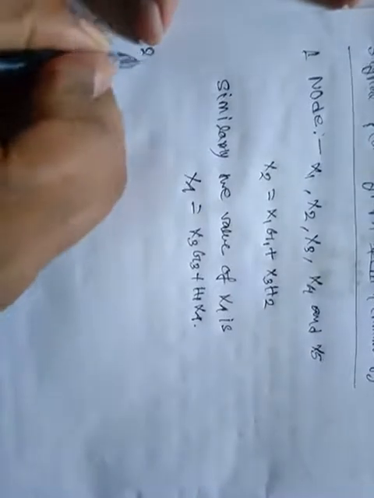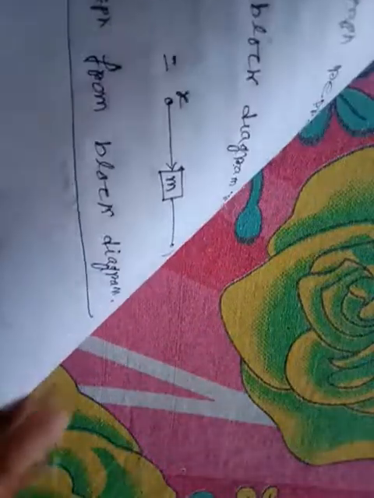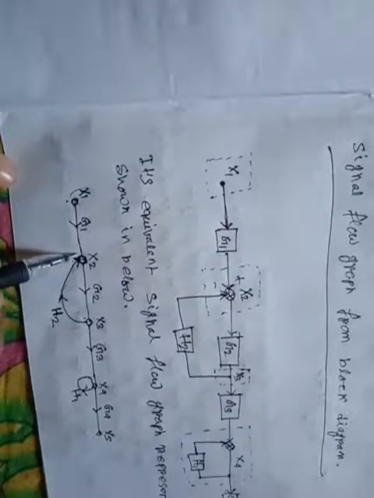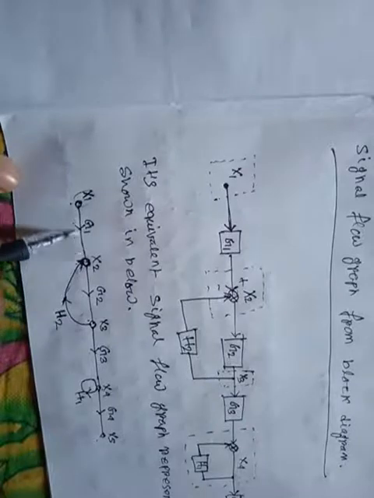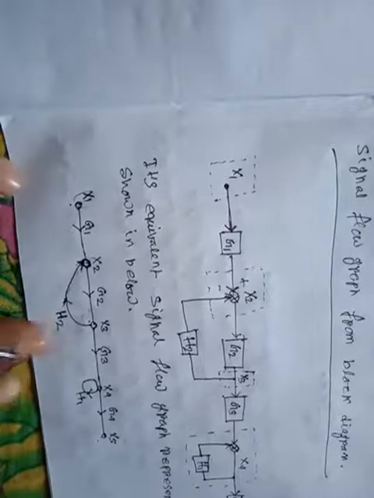The next point is branch. A branch is a direct line between the nodes. Here x1 is a node, x2 is a node, x3, x4 and x5 are nodes. The direct line between the nodes x1 and x2 is called a branch. This line is a branch and this line is also a branch.